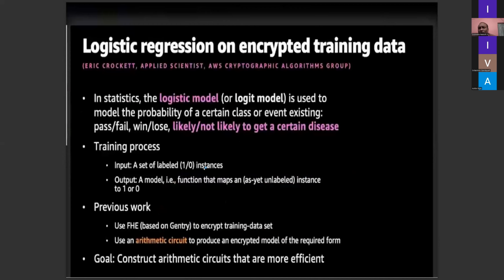You all know about logistic regression. Logistic regression is a machine learning model. We'll apply logistic regression on a given data, but instead of applying it on plain data, we'll apply it on encrypted data, that is ciphertext, so that we get the result also in encrypted form.